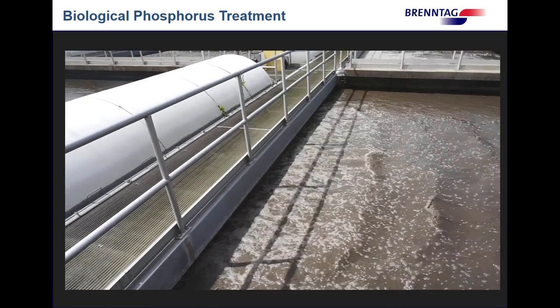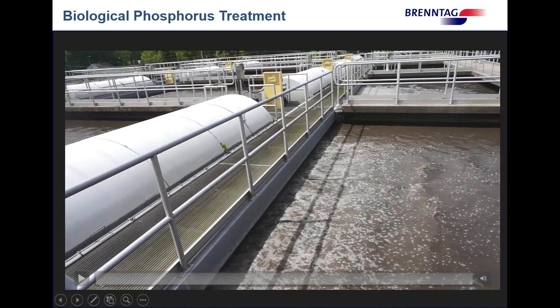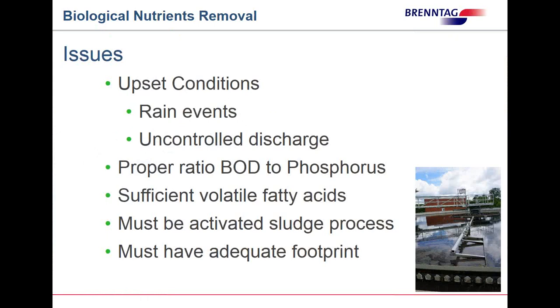And a video showing some aeration going on. Okay, some issues that can happen. We can have upset conditions with the biological process, such as hydraulic overloading or slug discharges. The plants need to have a proper ratio of BOD to phosphorus. There can be insufficient volatile fatty acids.